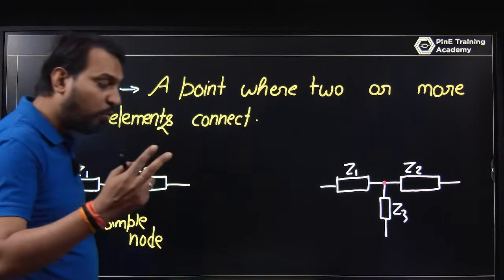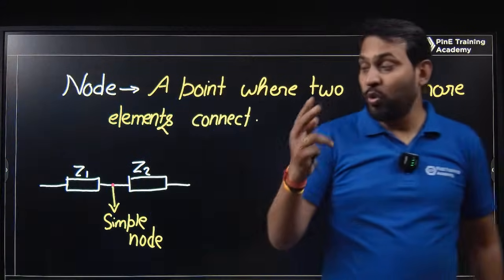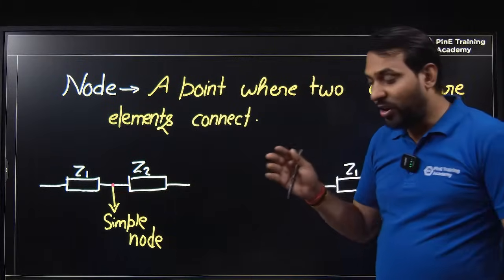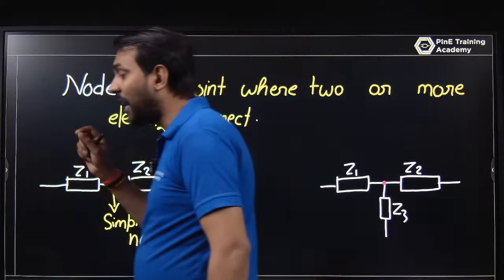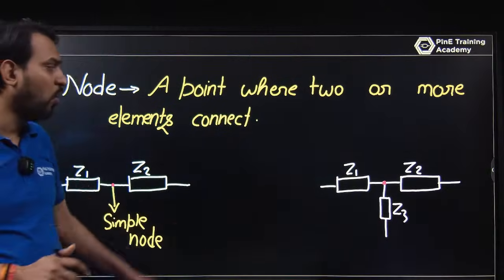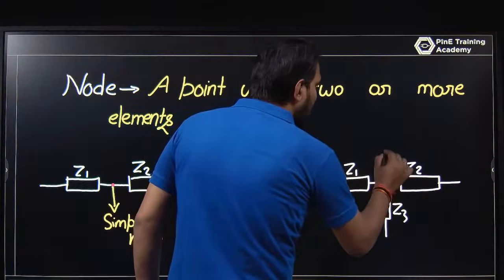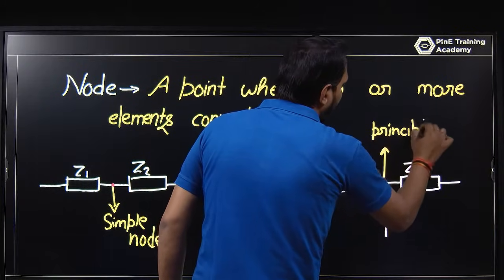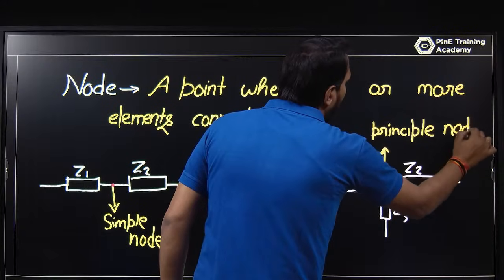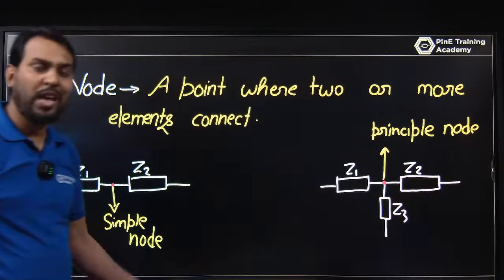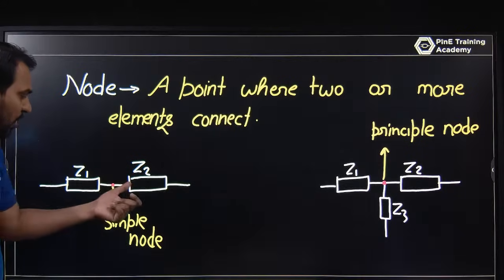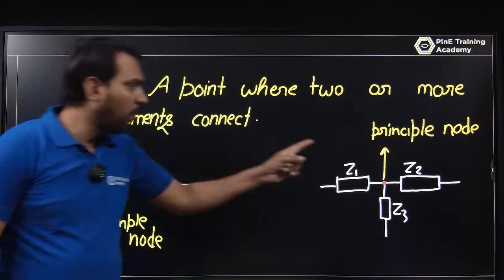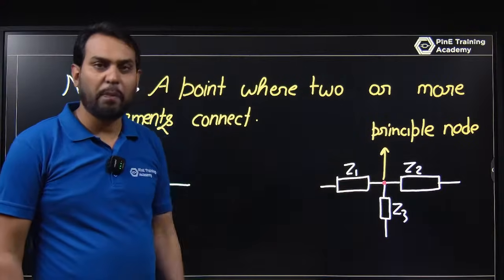If only two elements are connected at a single point, that is called a simple node. If you are connecting more than two elements at a single point, that is called a principal node. So we have a simple node, we have a principal node. Two elements connected is called a simple node. More than two elements connected is called a principal node.